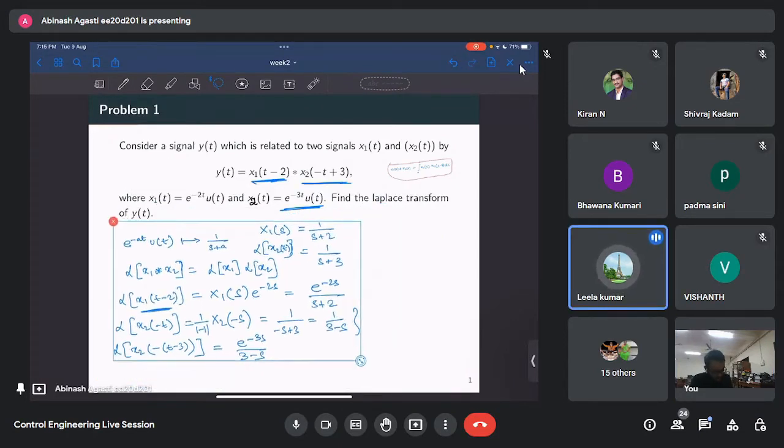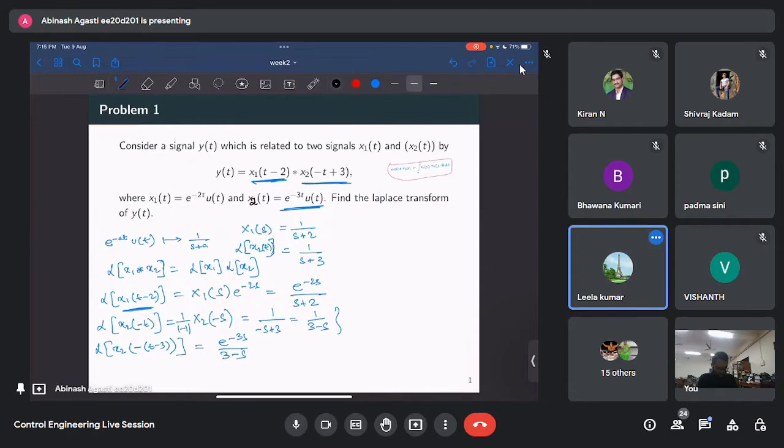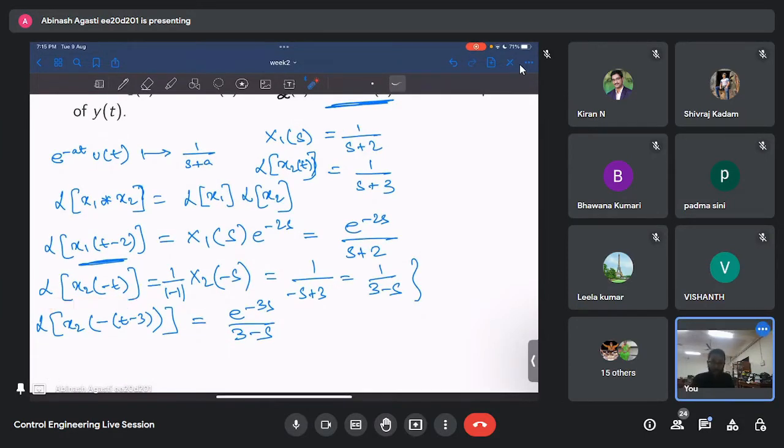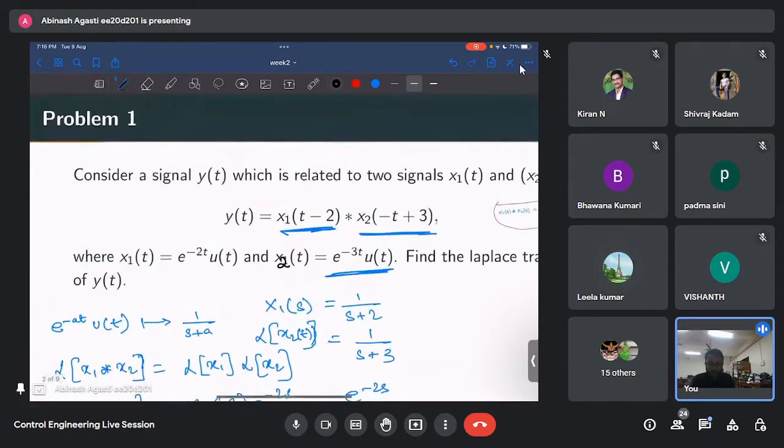I am not getting that last minus t minus 3. Yeah, so first, till this part it is clear? Up to that it is clear. Okay. So now if we consider, say I'll define h of t as x2 of minus t, okay? Then I want to find out the Laplace transform of this thing, because we have that here.